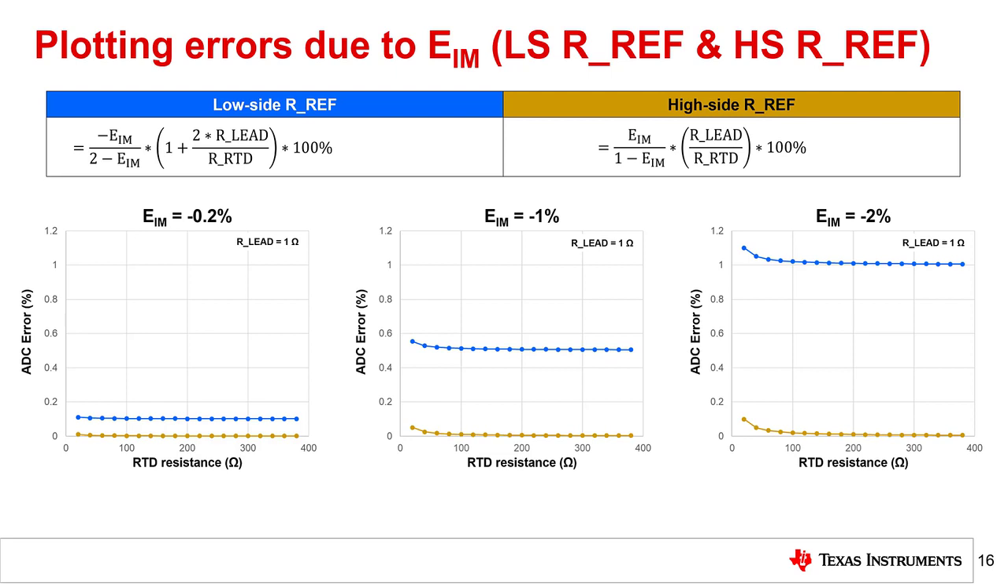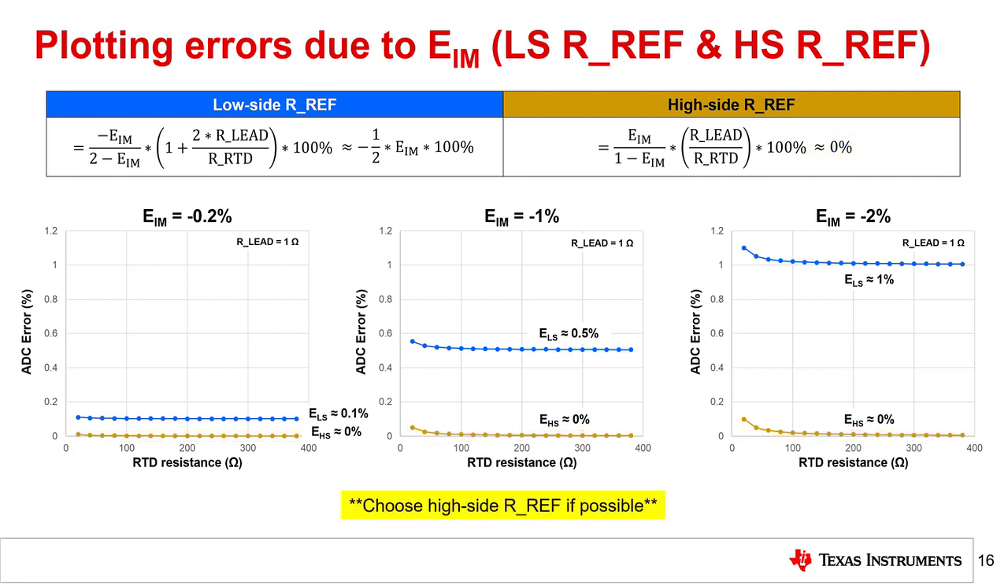In each plot, the low side RREF error is shown in blue, while the high side RREF error is shown in brown. The blue plots confirm the approximation for the low side RREF. In each case, the error across the RTD resistance range is approximately 1/2 of the IDAC mismatch error. Comparatively, the brown plots show that the error using the high side RREF is 0 in all cases, confirming this approximation as well.